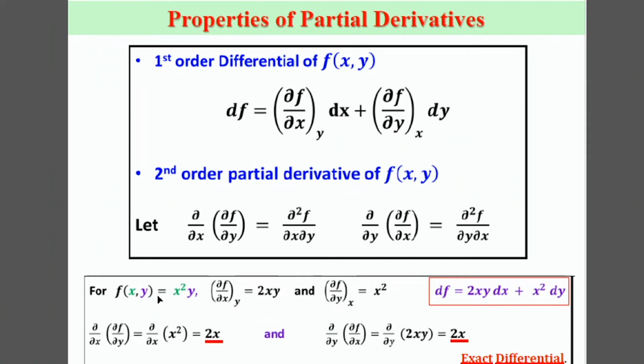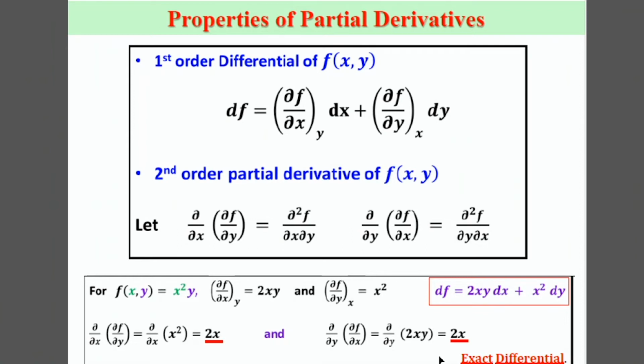See, this is the first differential we have taken. This is the first differential with respect to x, and this is the first differential with respect to y. Now, this with respect to x, I differentiate again, this time with respect to y, and this first differential with respect to y, I differentiate again with respect to x. Okay. So if I do that, the double differentials become equal, 2x and 2x. So such a function is known as the total differential, or perfect differential, or exact differential.